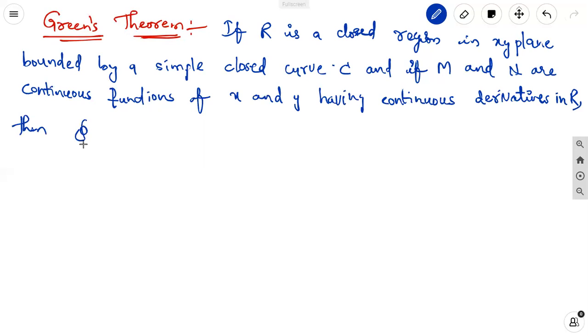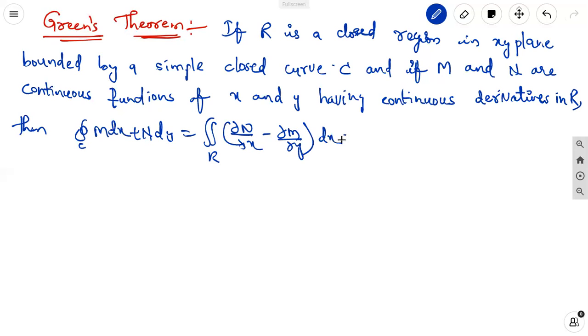the closed curve integral over C, that is line integral, Mdx + Ndy is equal to the double integral over region capital R of (∂N/∂x − ∂M/∂y) dx dy. Here the statement can be calculated.